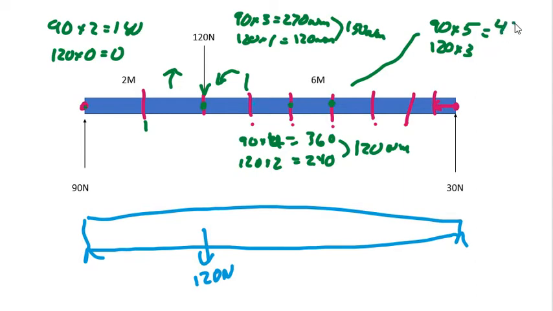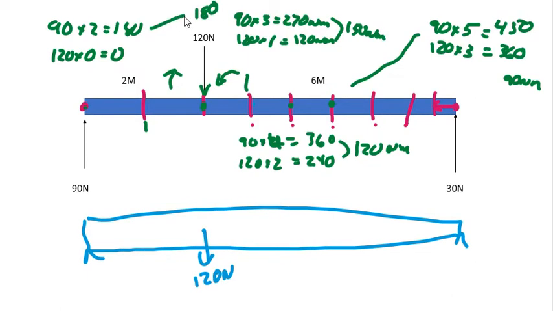450 in one direction, 360 in the other direction. So that works out to be 90 Newton meters. We're starting to see a pattern. I got to 180 here, right? Then I went down by 30. Then I went down by 30. Then I went down by 30. So as I get to 6 meters, I expect to go down by 30 again.